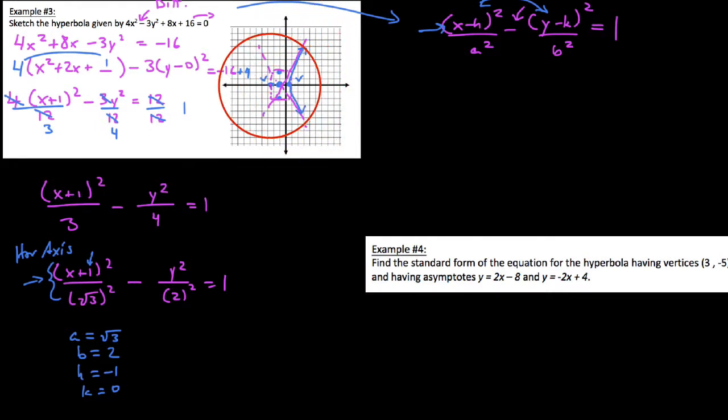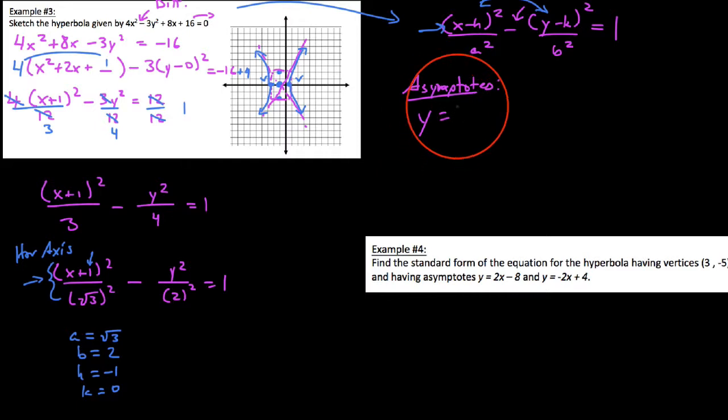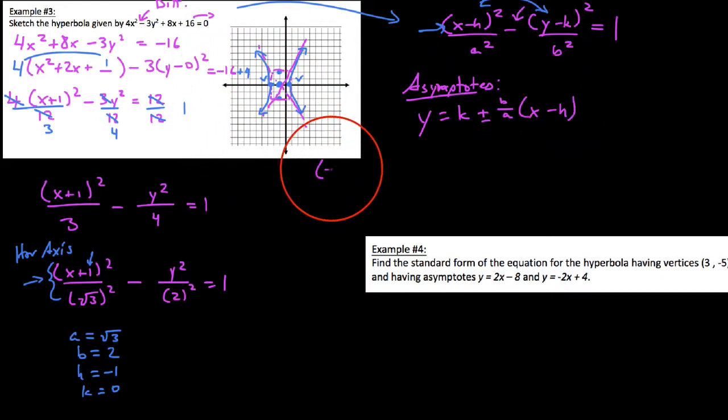So the very last thing that I want to do here, that wasn't really a requirement for this, is find the equations of these asymptotes. And recall that asymptotes are given by the equation y equals k plus or minus b over a or a over b, times (x minus h), where h and k are our center. We know the center here is (negative 1, 0). This is our h and our k, and we know b and a down here. a is root 3 and b is 2.